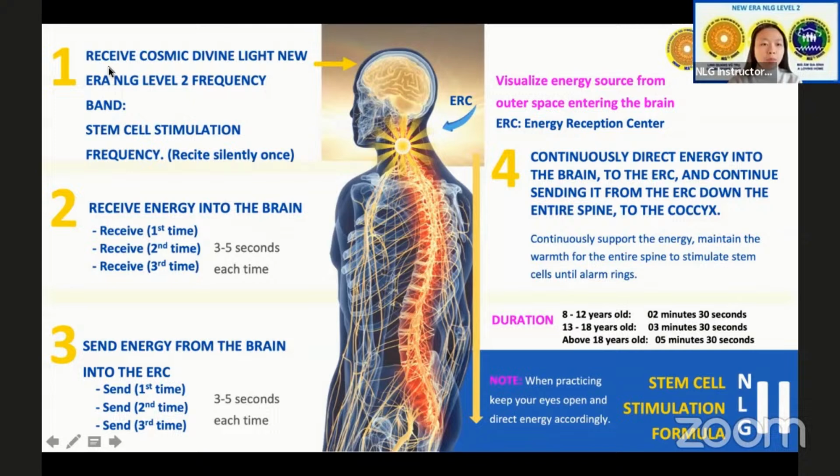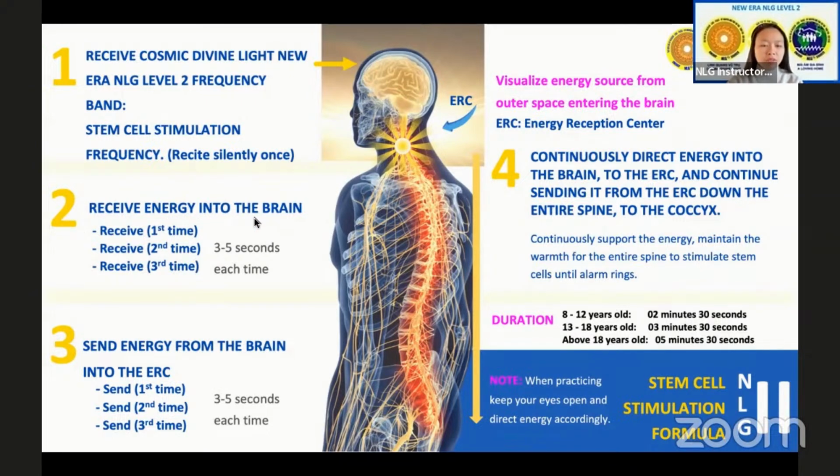So step 1, receive cosmic divine light, new era energy, level 2 frequency band, stem cell stimulation frequency. Think about step 1 always as a request or a command. It gives you a really clear idea of what it is that you want to do, as well as what you want the cells in your body to do.